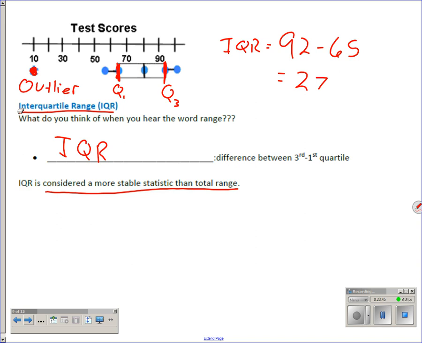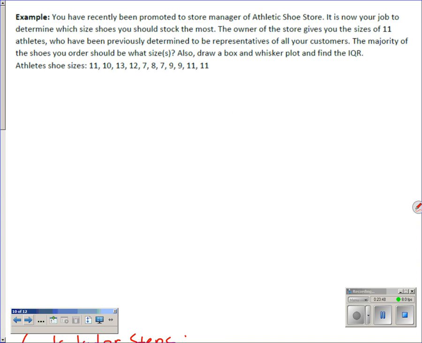Let's do an example, then we'll call it. All right. So you have recently been promoted to store manager of some athletic shoe store. It is now your job to determine which size shoes you should stock the most of. The owner of the store gives you the sizes of 11 athletes, and those 11 sizes are given to you right here. What I want us to be able to do is to draw a box and whisker plot, and then find the IQR given this data. That's it. This will all be done in the calculator.